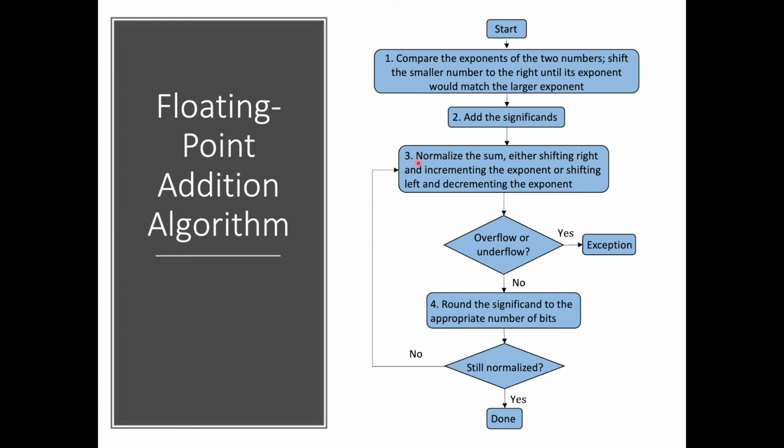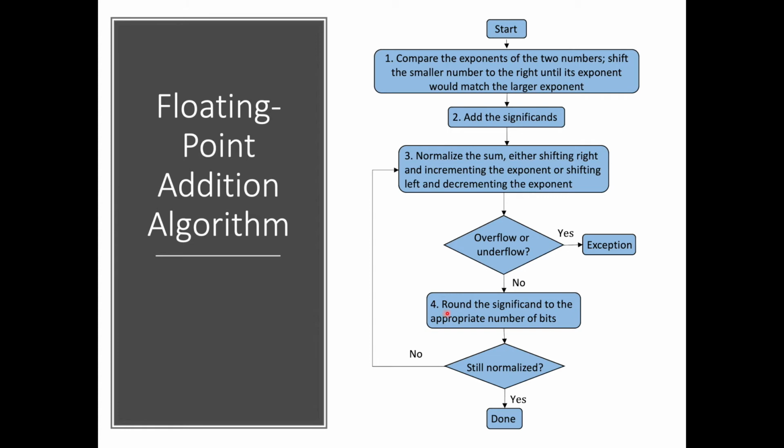The third step is to normalize the summation, either shifting right and incrementing the exponent, or shifting left and decrementing the exponent. Then we check whether there is overflow or underflow. If there is overflow or underflow, then we give an exception. If not, then we round the significand to the appropriate number of bits and check whether it is still normalized. If it's not, then we go back to step 3 and repeat this process until the number is normalized.